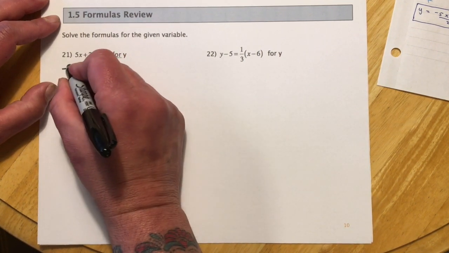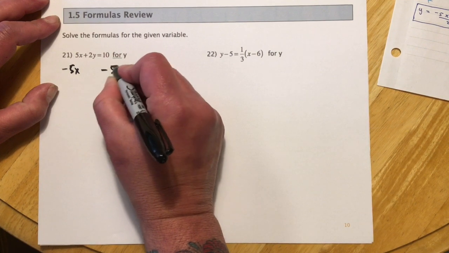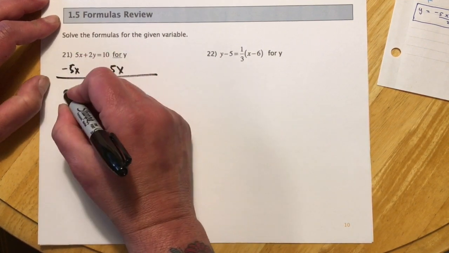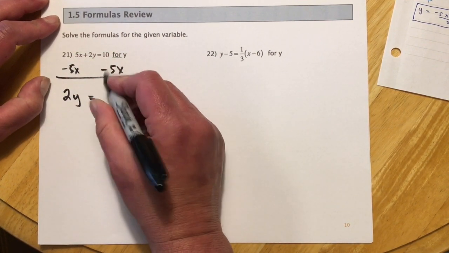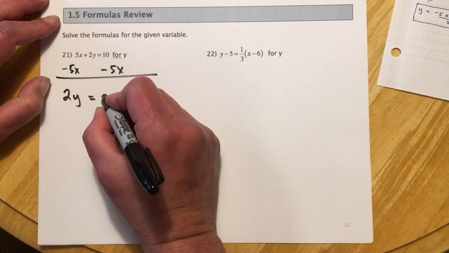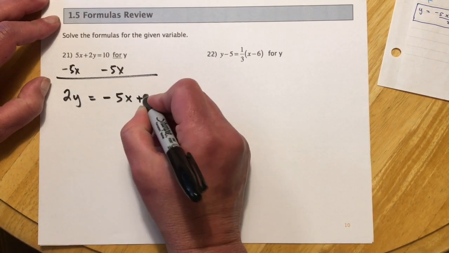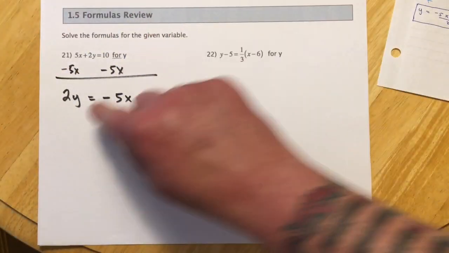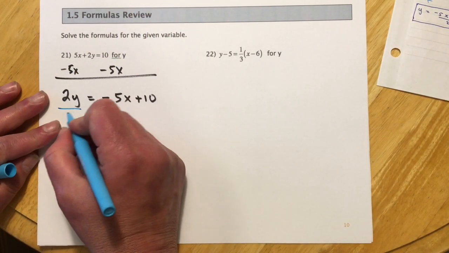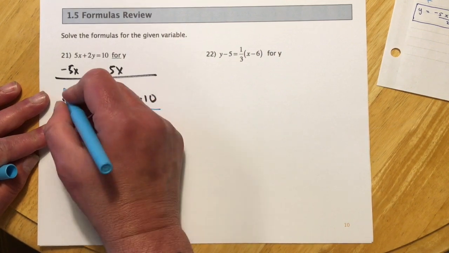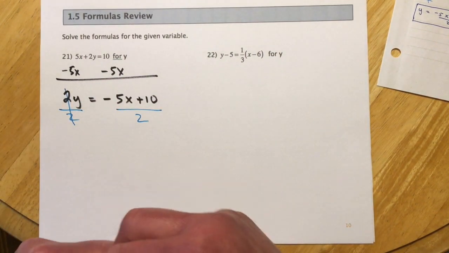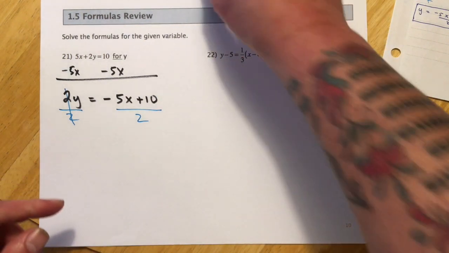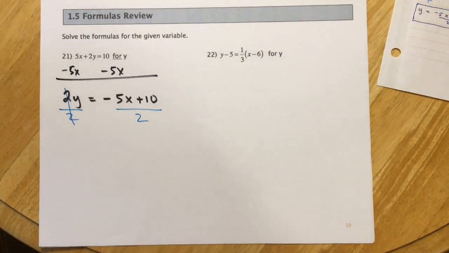So what I want to do is take 5x off of both sides. So that's going to look like 2y equals, and you could write 10 minus 5x or minus 5x plus 10. Either one is right. And then from there, we just need to finish getting y by itself, so we'll divide over this 2. And for right now, this is a perfectly fine place to stop. That answer is totally correct, and we get you full credit.